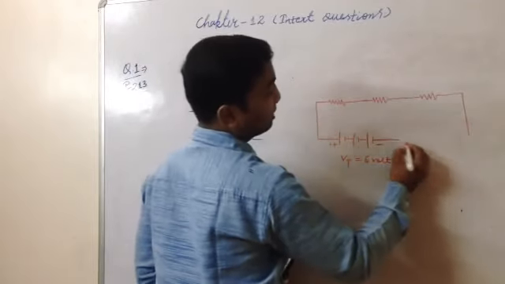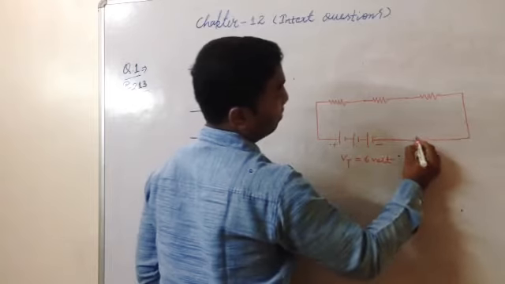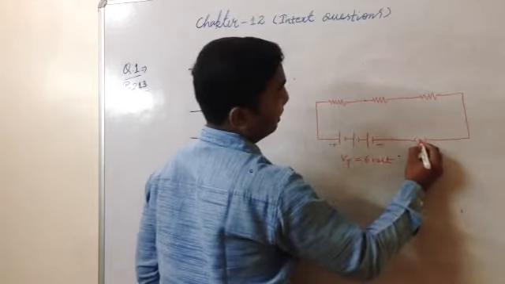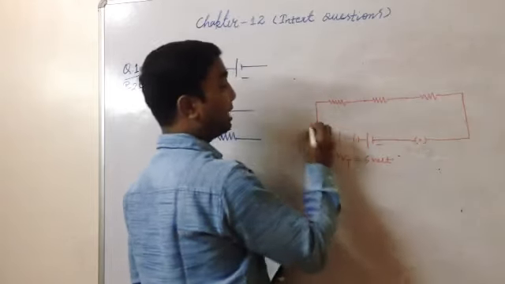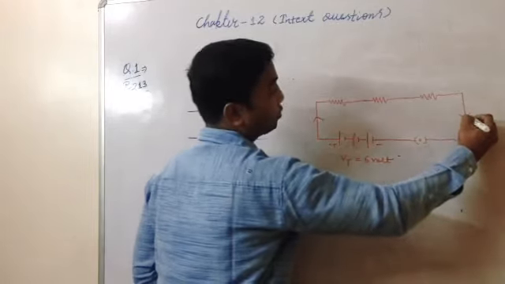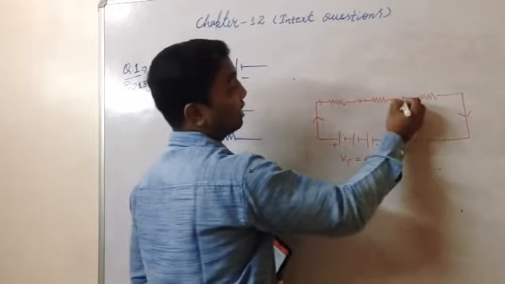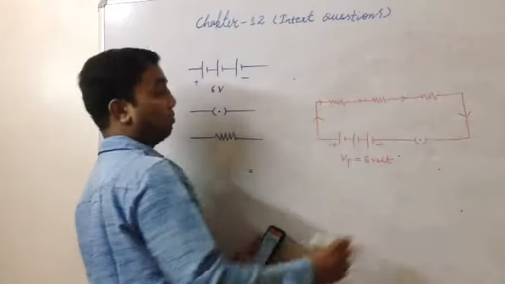And what else is connected in the circuit? A plug key is connected in the circuit, and if this plug key is closed, then definitely current will flow through the circuit. So now this is the current that is flowing through the circuit. So this circuit is completed.